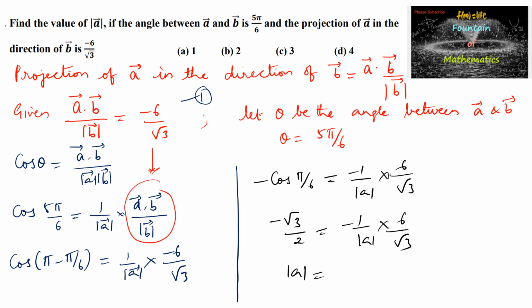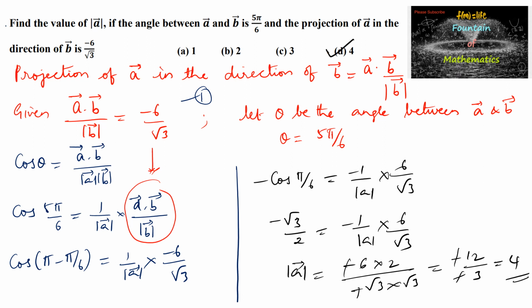Or we can write mod A is equal to minus 6 into 2 divided by minus root 3 into root 3. So we can write minus 12 divided by 3, or the minus minus gets cancelled. So 12 by 3 is 4. So the modulus of vector A is 4. So we can go with option D.